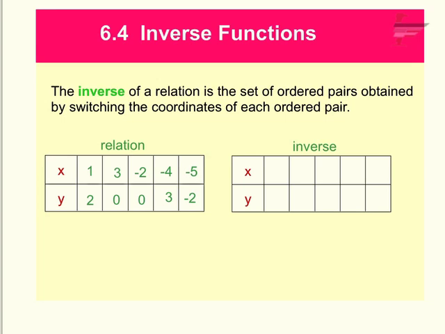So this first one, the x was a 1 and the y was a 2. So now the x is a 2 and the y is a 1. On the next ordered pair, 3, 0, we do 0, 3. Then 0, negative 2. So if you are following along, you can see that all we're doing is switching your x and your y coordinates. If you have ordered pairs, that's how you get an inverse of the ordered pairs.